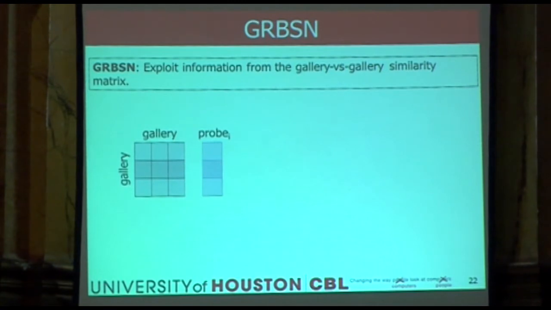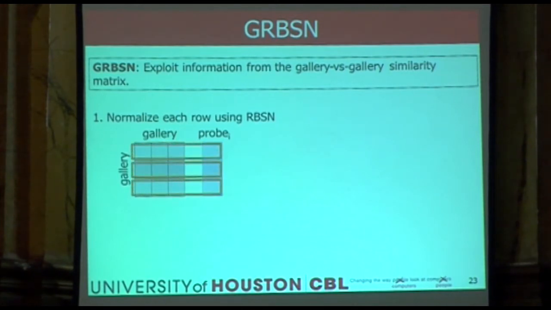So in this case, first we have to construct the gallery versus gallery similarity matrix. We match the gallery samples against the gallery samples, and this is the matrix in gray. Then, given a new probe I, we obtain the corresponding scores, which are denoted by the vector in blue. What we do is we normalize the scores in a gallery-specific manner. In most cases, we consider the scores in a probe-wise manner. In this case, we normalize them in a row-wise manner, and we employ the RBSN algorithm for doing this.